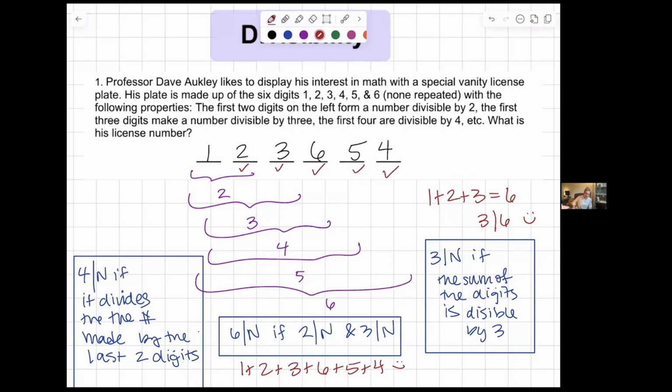Good. Okay, good. So this number works, right? Yay. And maybe this is Dave's license plate, right? Only I know because I'm Dave's neighbor, so I could go look at his license plate.